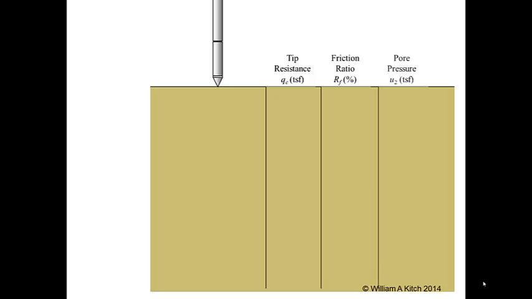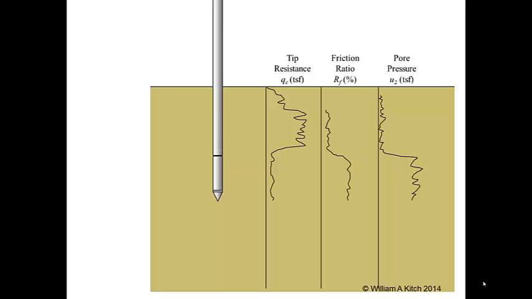So the measurements we get from the piezo cone are tip resistance, friction ratio, and pore pressure. As you can see from this animation, these three parameters are measured continuously as the probe is pushed into the soil. Because the CPT provides a continuous profile of measurements, it is very useful in delineating different soil layers.